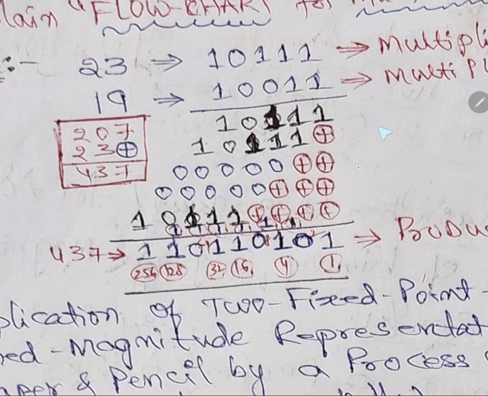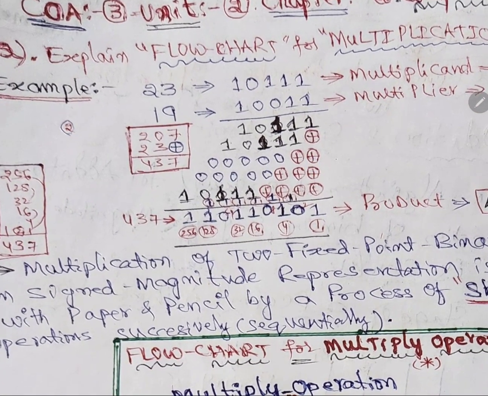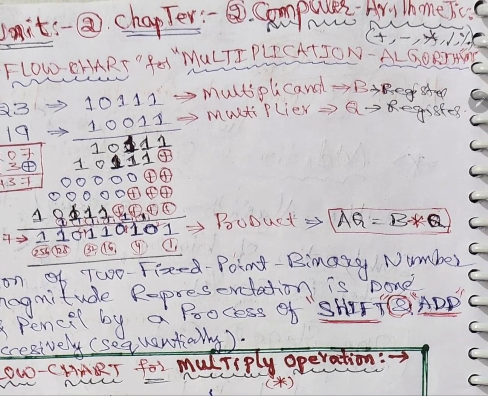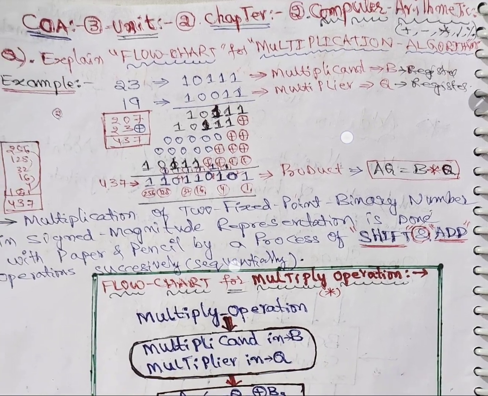But how it will be done inside the computer with a flowchart, we need to explain. That's what we are going to do now. See this, I have cross checked here 4 3 7, this we got as the product. Here the thing is, the multiplicand is in the B register, which has taken 23. For example, in the multiplier Q register we have taken the value 19. It may be 19 or any other value. Here we have taken the example 23 and 19.